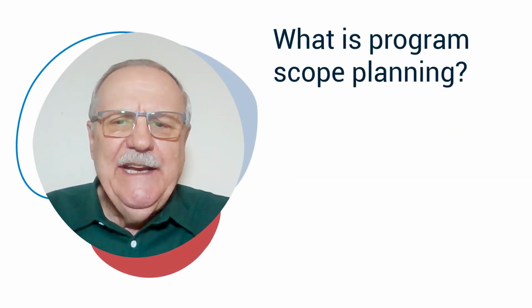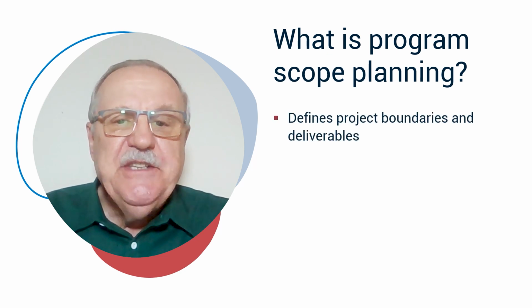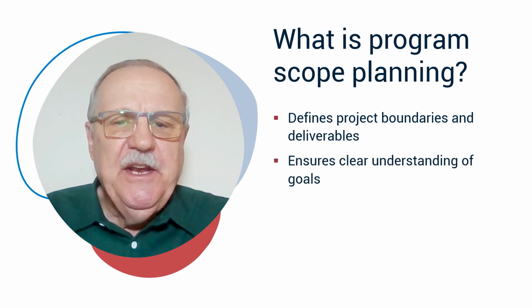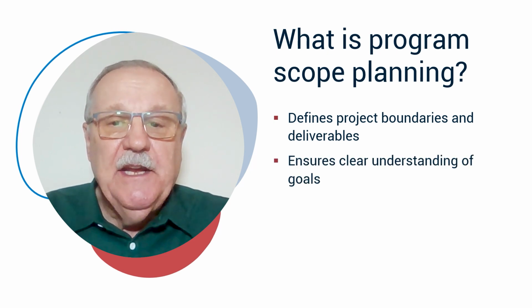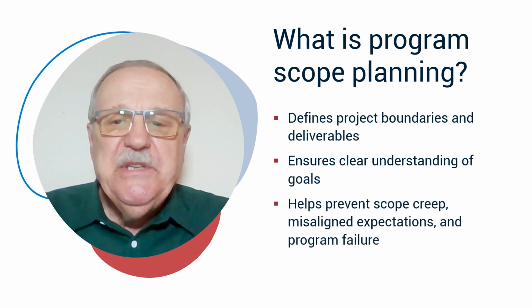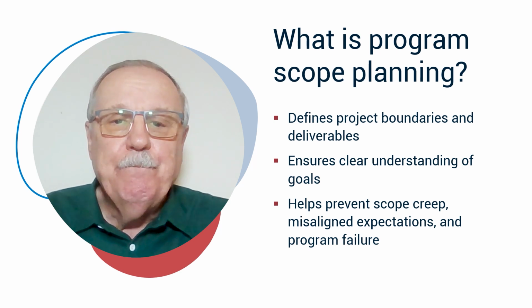Program scope planning is critical to success because it defines the boundaries and deliverables of the program. This ensures that all stakeholders have a clear understanding of what is to be achieved. This planning helps to prevent scope creep, misaligned expectations, and likely program failure.